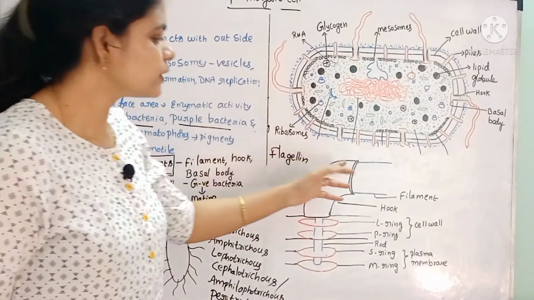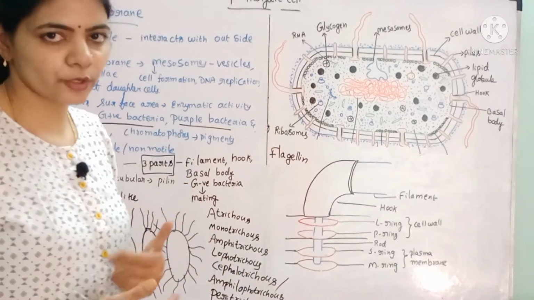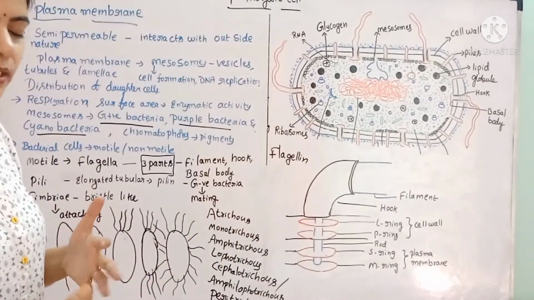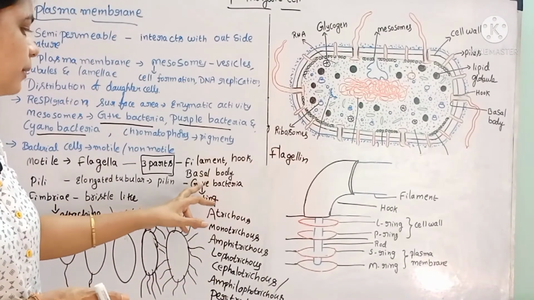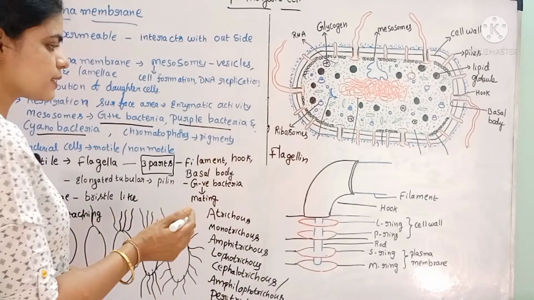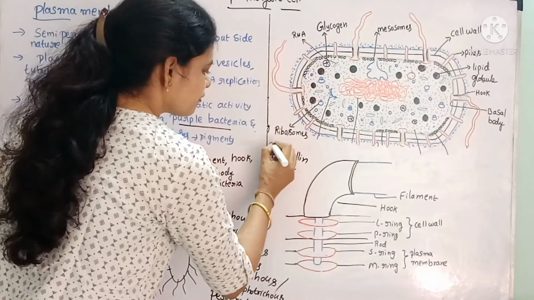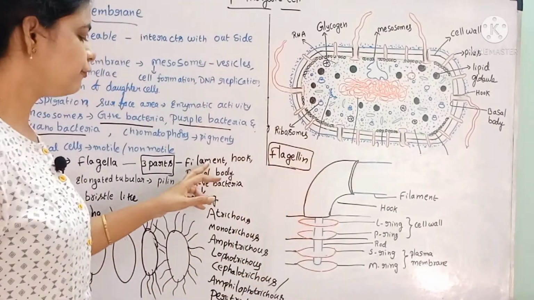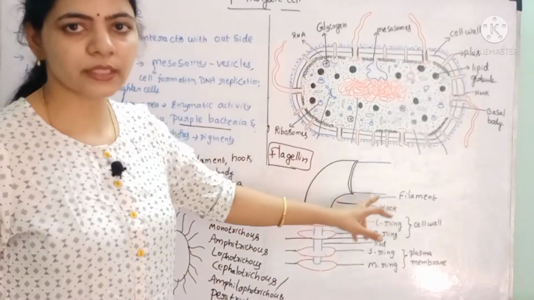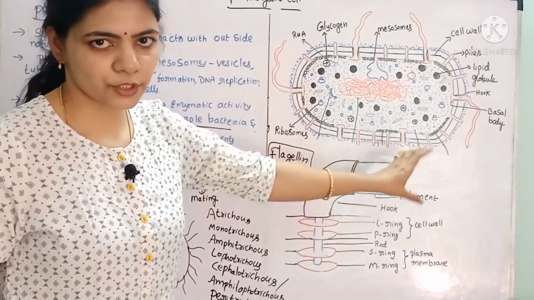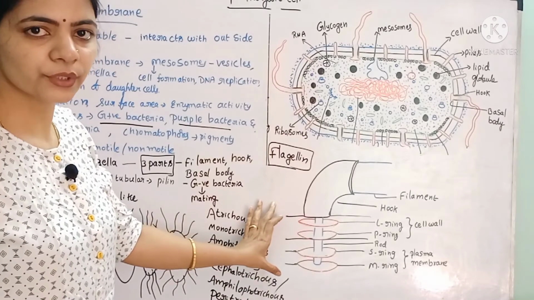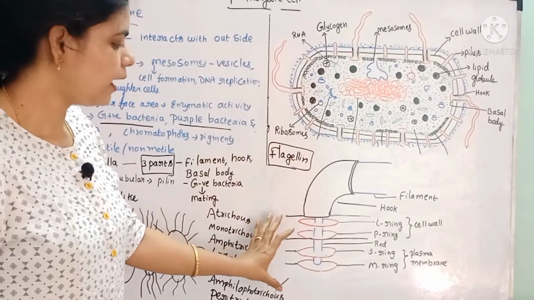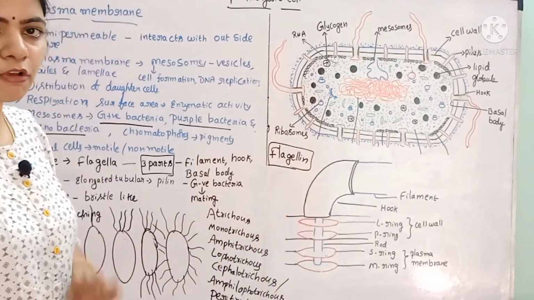And this filament is an outward projection which is present outside. It is in the form of a cylindrical hollow tubular structure. This flagellum is made up of a protein called flagellin, and the filament is a cylindrical hollow structure which projects outwards. And the basal body, which is embedded within the cell membrane, consists of four rings.